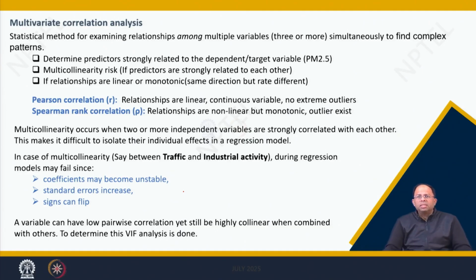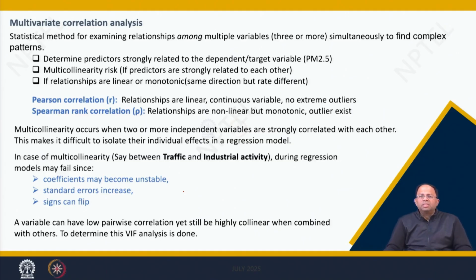Multivariate correlation analysis looks into the relationship among multiple variables, particularly three or more, simultaneously to find complex patterns. We do this so that we understand which predictors are more strongly predicting the target variable. We identify those first, and then we check for multicollinearity, that is, whether the predictors are also strongly related with each other, so that a change in one will influence another. And then we check if relationships are linear or monotonic, that is, whether the relationship is increasing at a constant rate, or gradually increasing, monotonic, in the same direction.